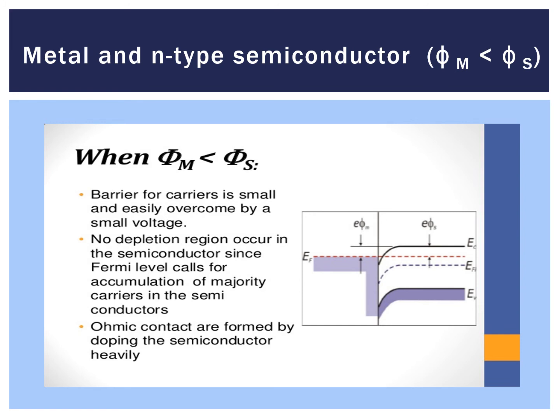So here we can summarize all those points. Whenever you join this metal and semiconductor with phi m less than phi s, the barrier for carriers is small and easily overcome for a small voltage. Now this is the barrier we can see, and this is easily overcome. So barrier height is reduced, no depletion region is formed, and there are majority carriers at the junction. Ohmic contacts are formed by doping the semiconductor heavily, because whenever you dope the semiconductor heavily, you will get more majority carriers accumulated at the junction.